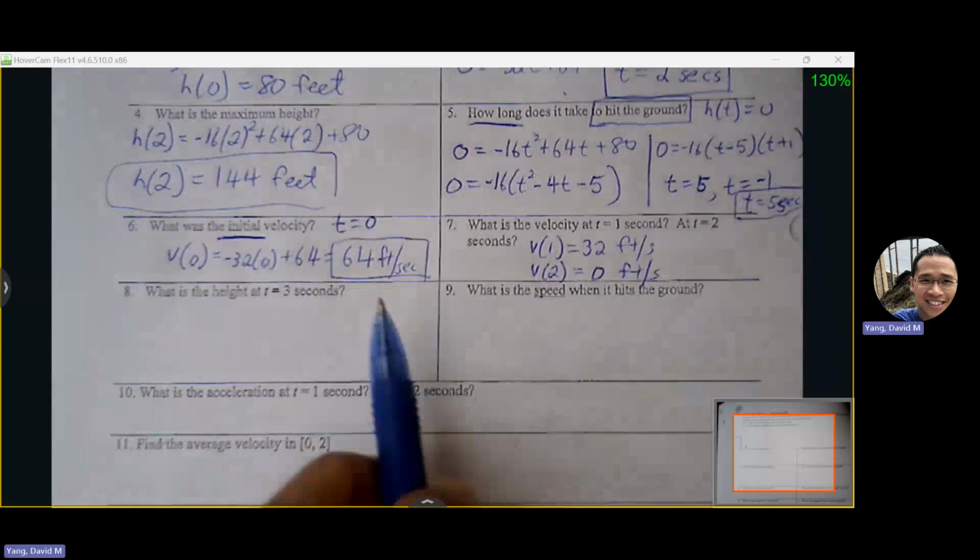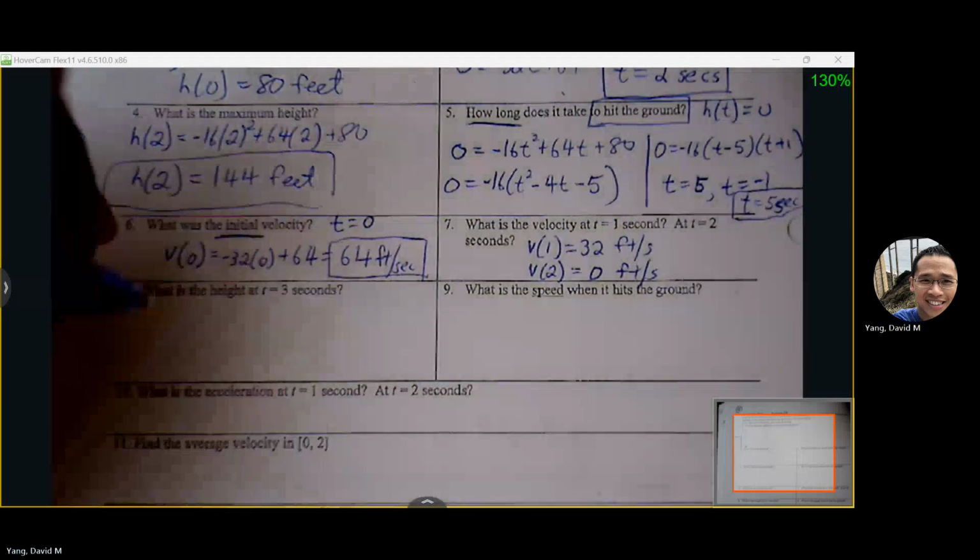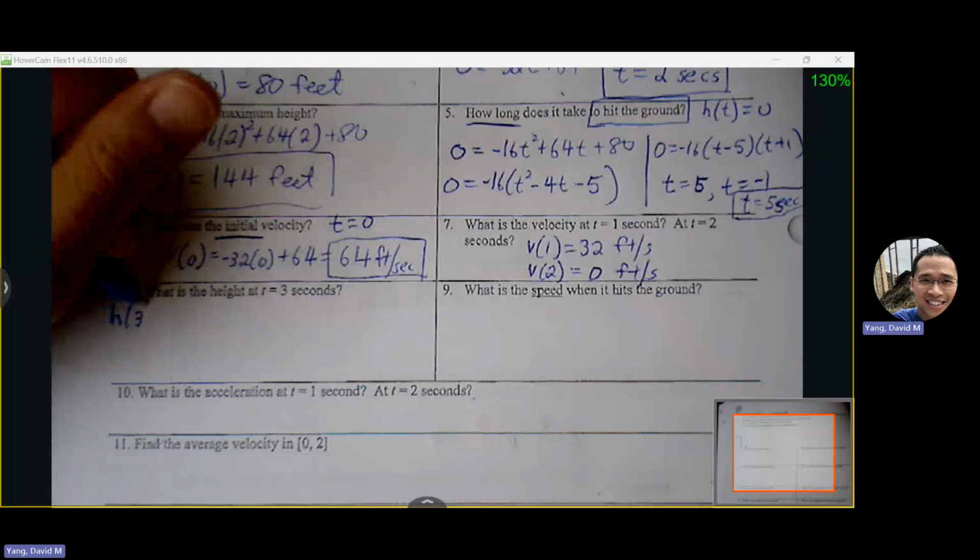Okay, so these are pretty straightforward, right? We're just plugging t values into the function. What's the height at 3 seconds? Same idea, just plug 3 into the position function.